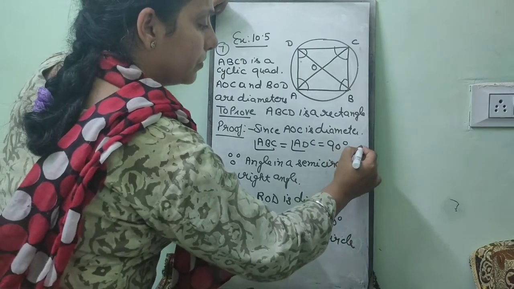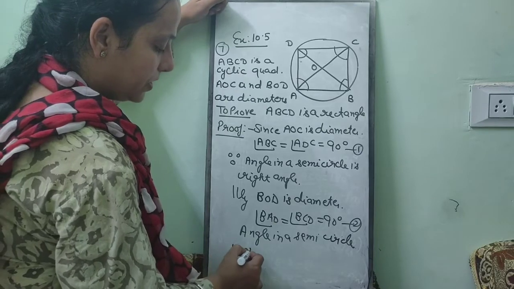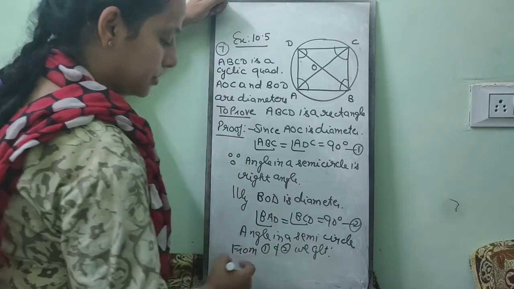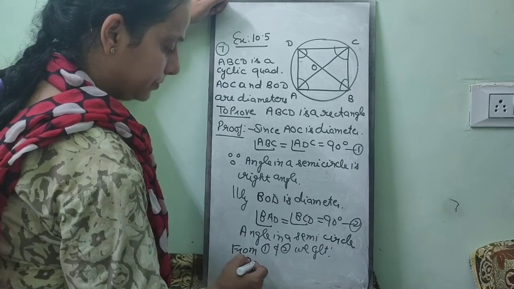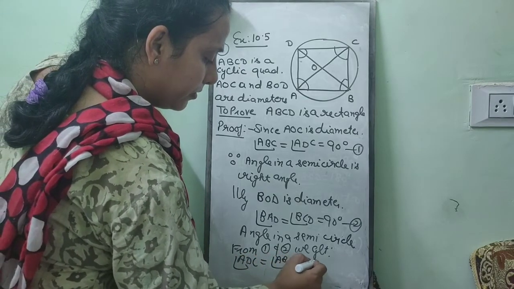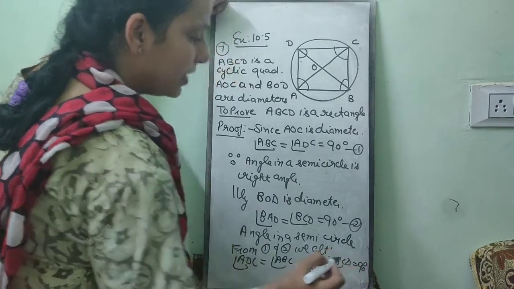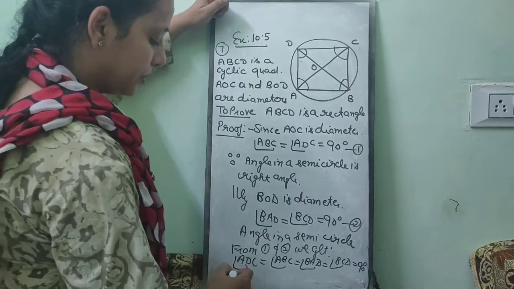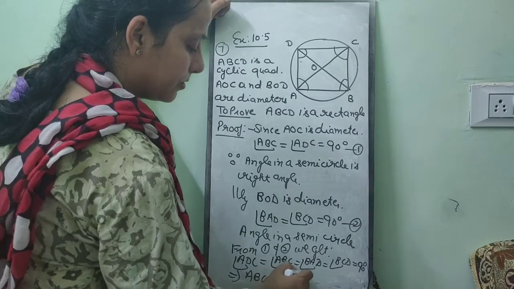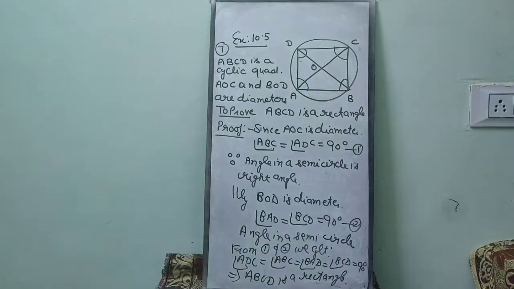Clear? From 1 and 2 we get all angles ABC, ADC, BAD and BCD are all 90 degrees. If the angle at every vertex is 90 degrees, it means ABCD is a rectangle. Give a 1 minute review to this sum thoroughly.